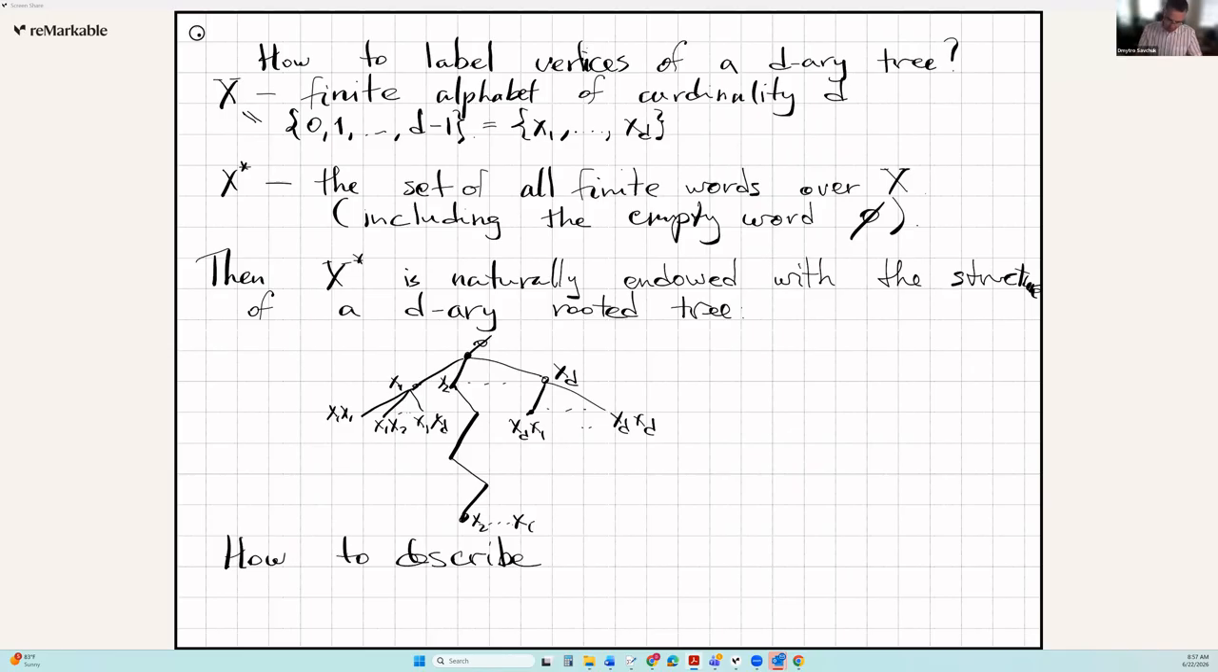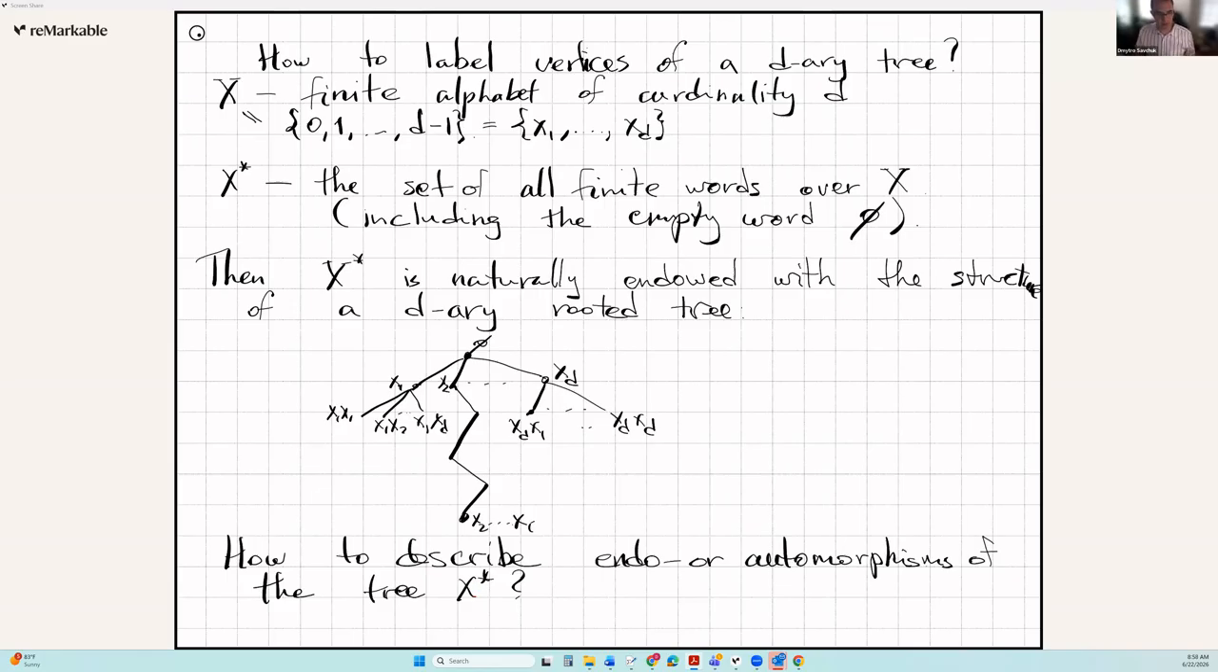Well, in general, I will actually describe endomorphisms, or automorphisms, of the tree X star. Okay, that's the question that we're going to answer, right? So now we consider X star as a tree, right?